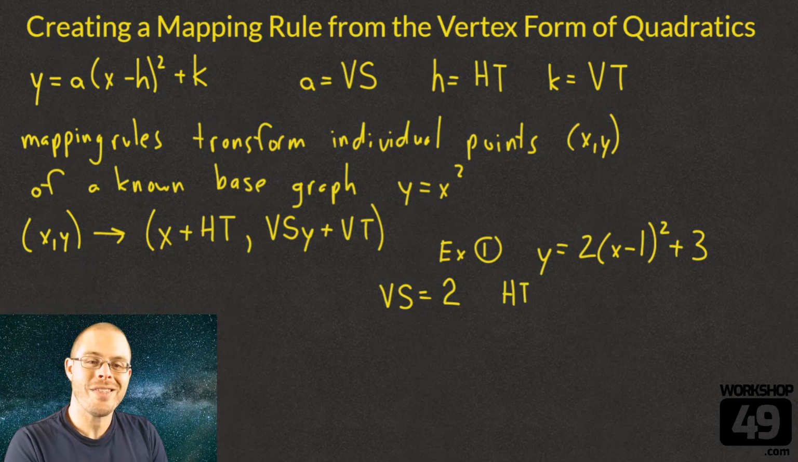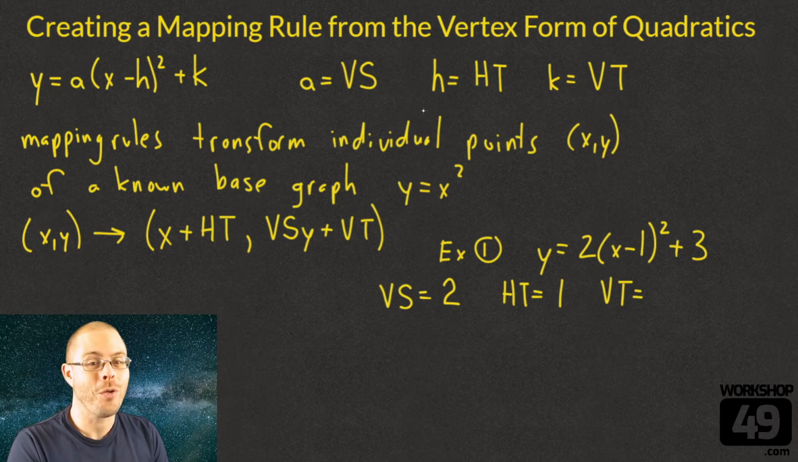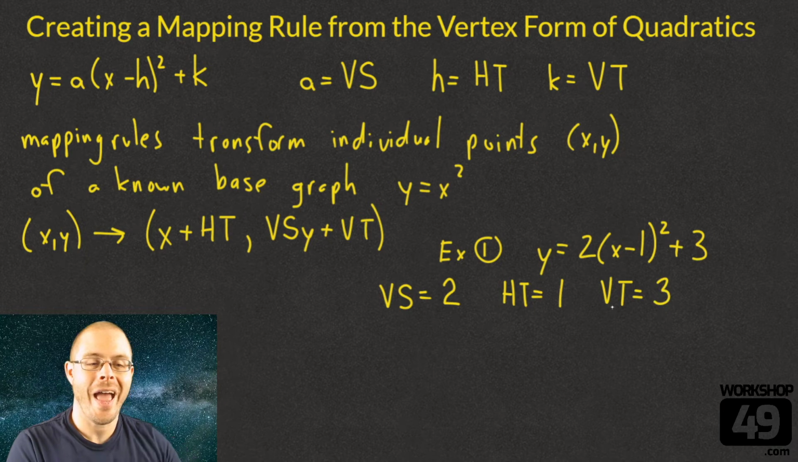The horizontal translation, that's ht. And it's always the opposite of what's being added to the x. In this case, x has a -1 after it, so the horizontal translation needs to be a +1. Always the opposite, little bit of shenanigans there. The vertical translation is straightforward because the vertical translation is always just what's being added on at the end. A 3 is being added on at the end, so it's a 3.